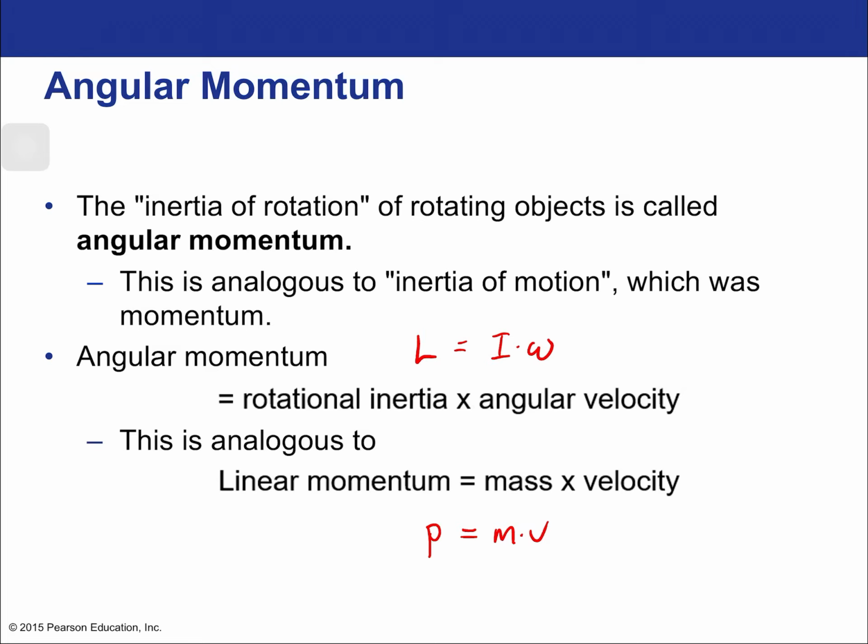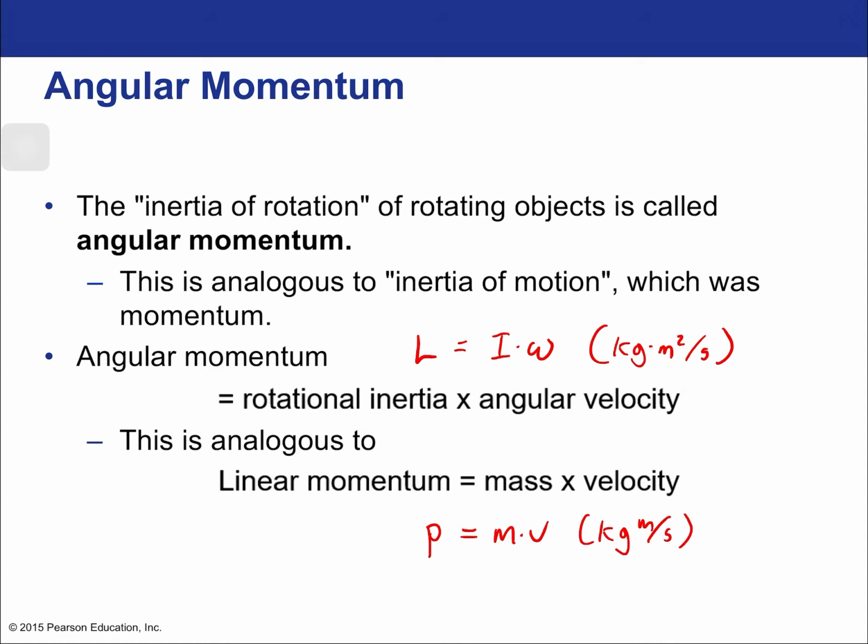Well, I has units of kilogram meter squared. Omega has units of radians per second. Radians aren't a unit, they're just a kind of tracking tool. So then the units of angular momentum would be kilogram meter squared per second. All right? And that's in contrast to linear momentum, which was just kilogram meters per second. Okay? So look at the difference. Angular momentum just has an extra meter. That's all that distinguishes one from the other.